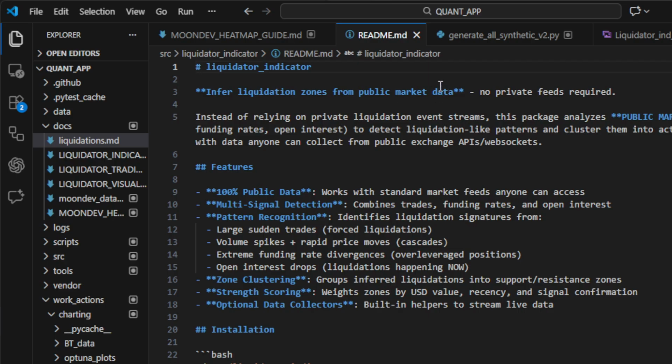So the liquidator indicator, the README file you get with the package. Instead of relying on private liquidation event streams, this package analyzes public market data, trade, funding rates, open interest to detect liquidation-like patterns and cluster them into actionable zones. Works with data anyone can collect from public exchange API or WebSockets.